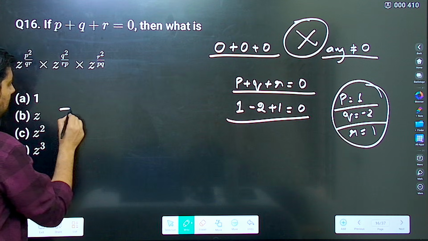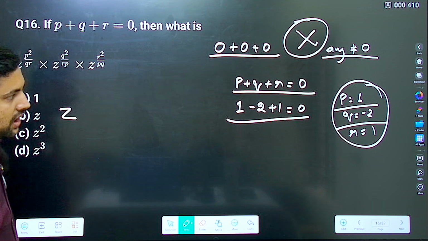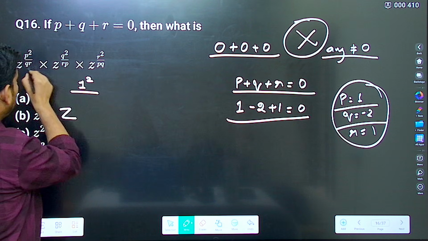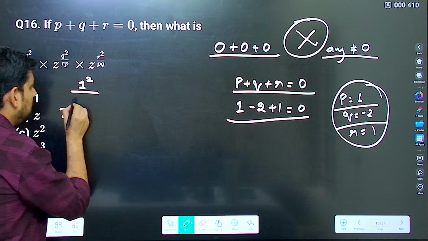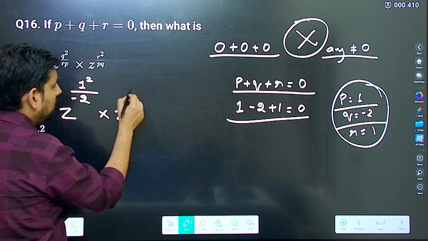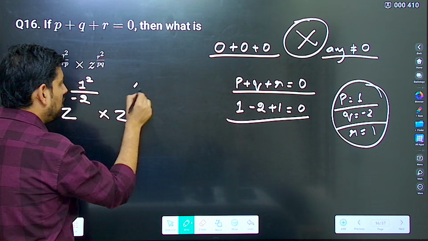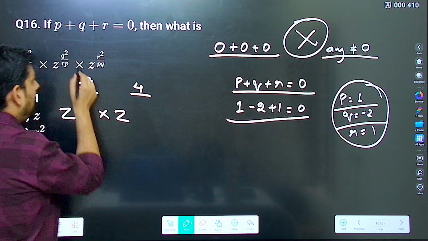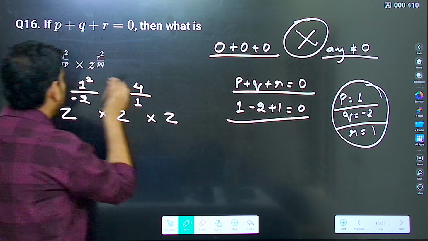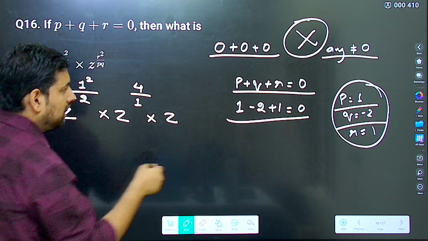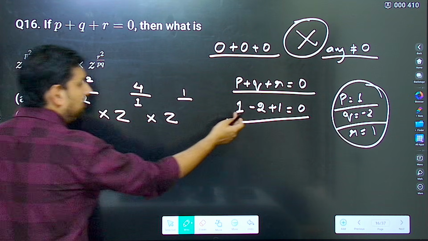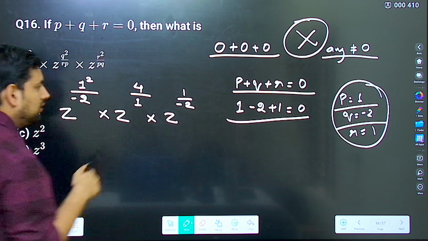Now you put this here and let's see what you are getting. So you put here z power, what it becomes? P square by qr. P is 1. So this becomes 1 square by qr, minus 2 into 1, that is minus 2. Then z into q square by rp. Q is minus 2, so q square means 4. And by rp is 1 into 1, that is 1. Then z into r square. R square is 1. So this becomes 1 upon p into q. So 1 into minus 2 is minus 2.